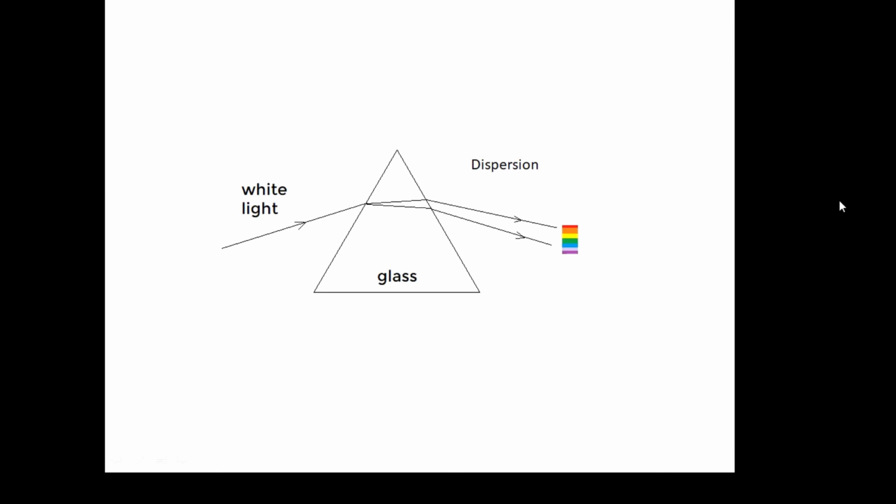I remember blue bends best, or if you like, the blue end of the spectrum bends more than the red end. And this effect is called dispersion. And this is how Isaac Newton showed that white light is a mixture of colors.